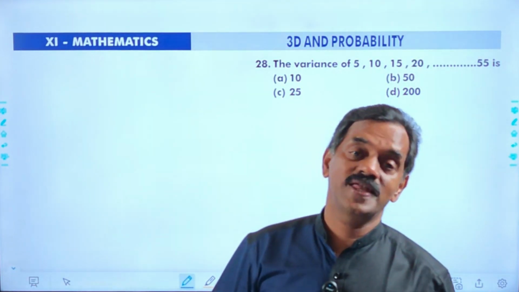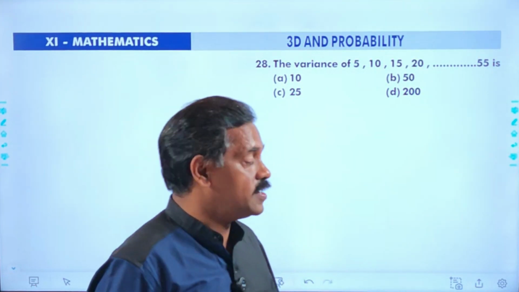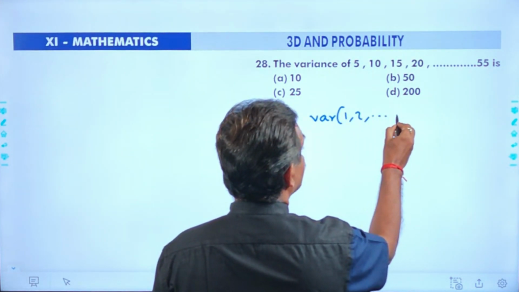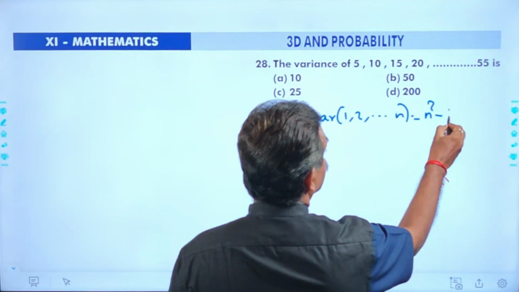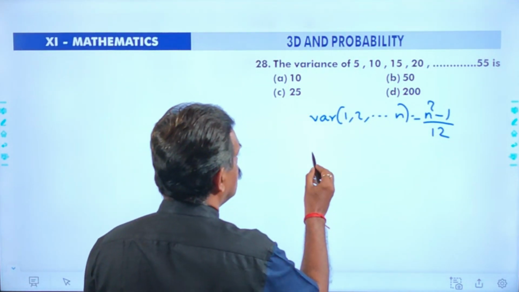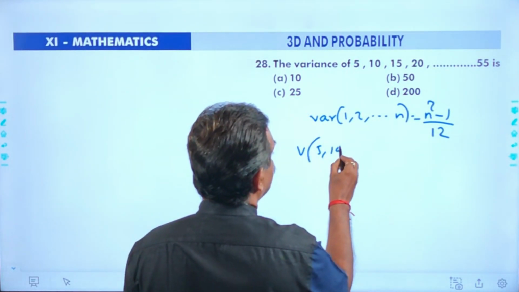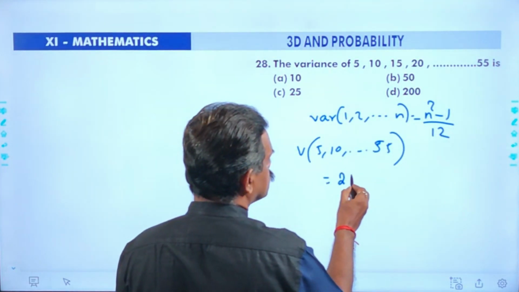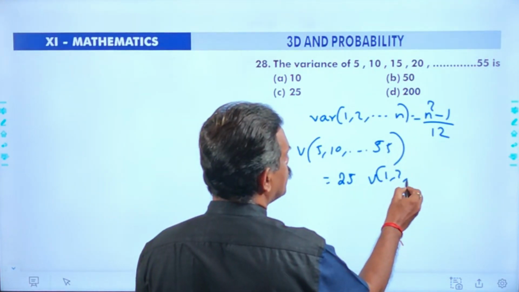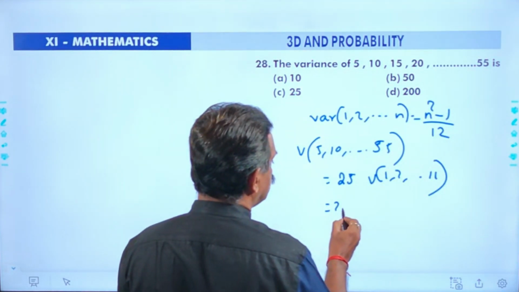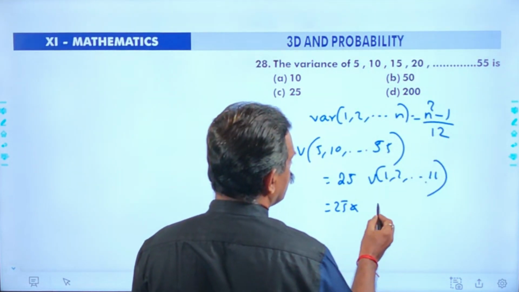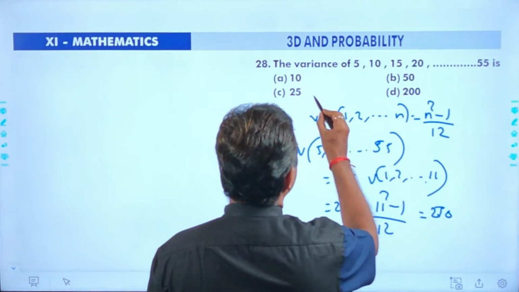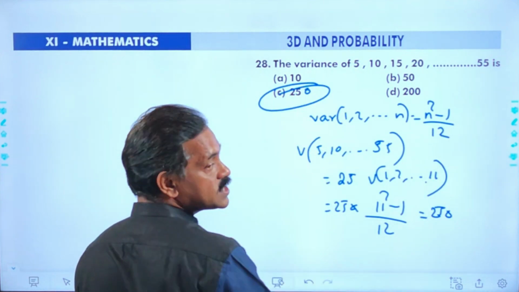Before going to the next question, you have to remember one shortcut. Variance of first n natural numbers is n square minus 1 by 12. Remember. Moreover, here we are asked 5, 10, etc., 55. When you take 5 out, it comes along with the 25 into variance of 1, 2, etc., 11. So it will be 25 times 11 square minus 1 by 12, which is going to be equal to 250. So the answer is choice C.